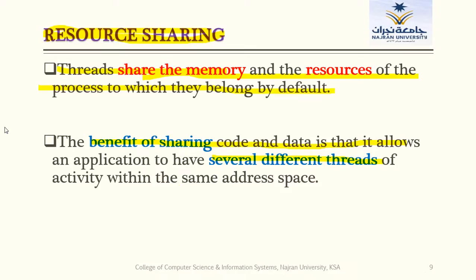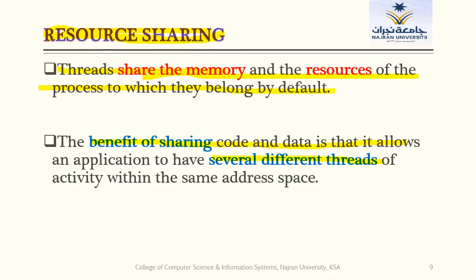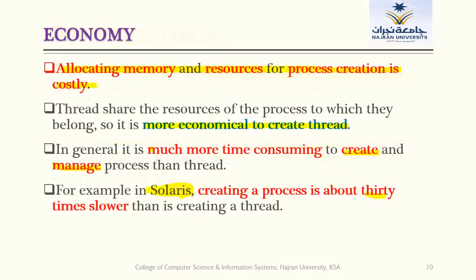Then the second benefit that we have seen is resource sharing. The sharing of resources is easy. Threads share the memory and resources of the process to which they belong by default. So it is very easy for them to share resources. As we discussed, code, data, and files can easily be shared with each other. Then number 3 we discussed is economy.